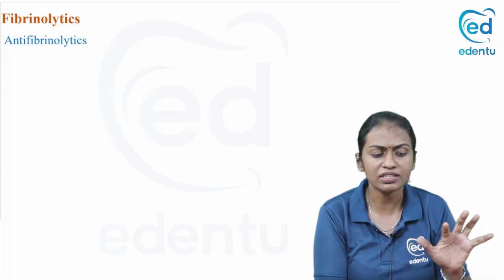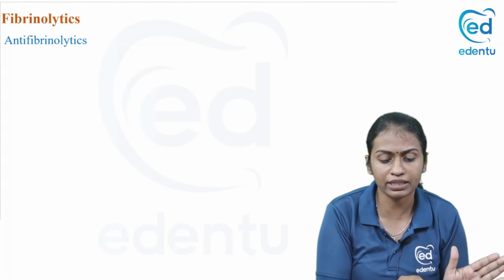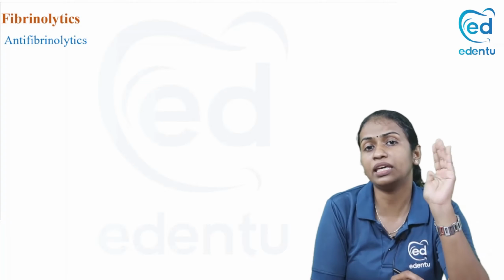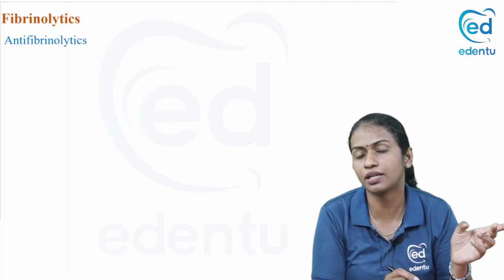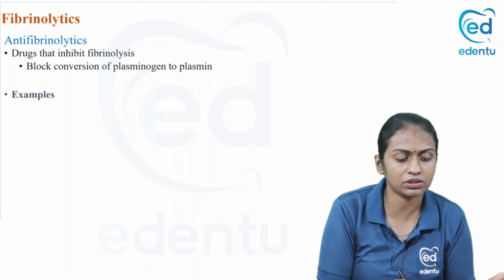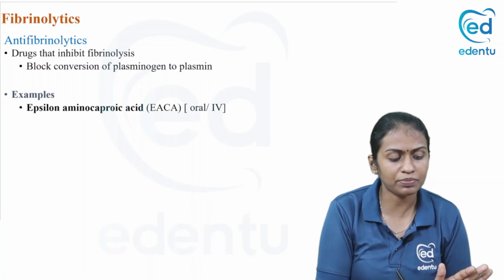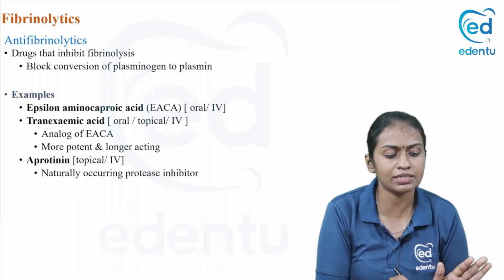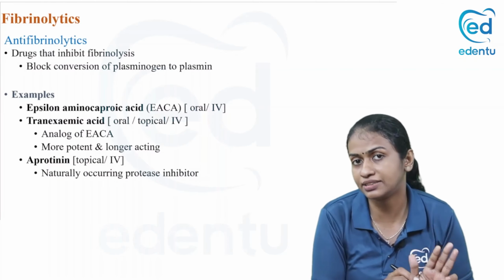Clear? Just a word about antifibrinolytics. How does an antifibrinolytic act? By inhibiting the conversion of plasminogen to plasmin. Just the opposite of fibrinolytics. It blocks the conversion of plasminogen to plasmin. What are the examples? Three main examples are there. One is epsilon aminocaproic acid, otherwise known as EACA.